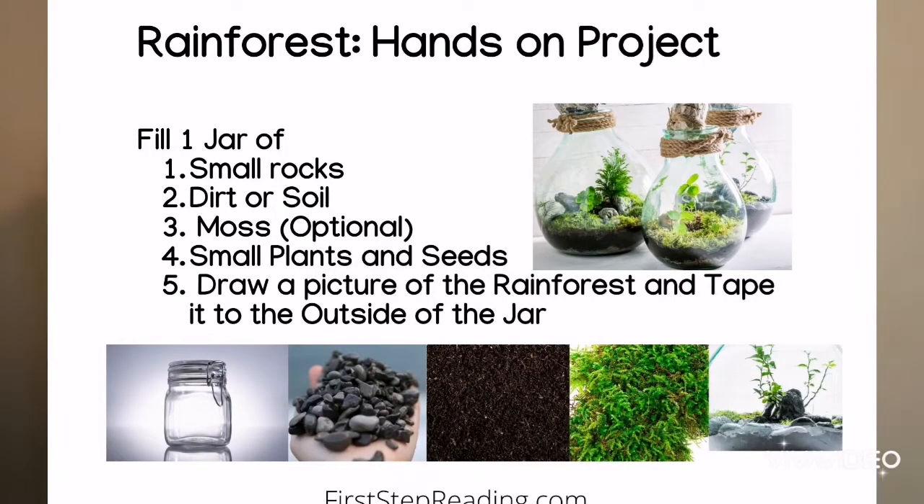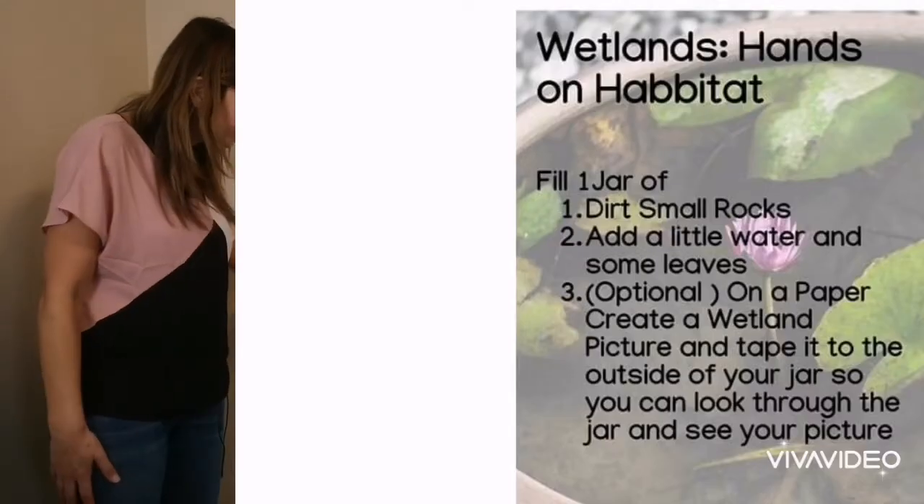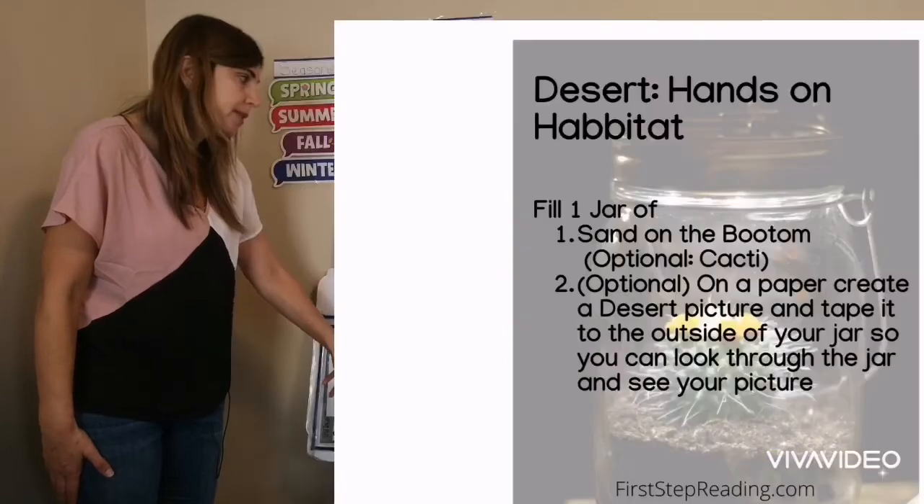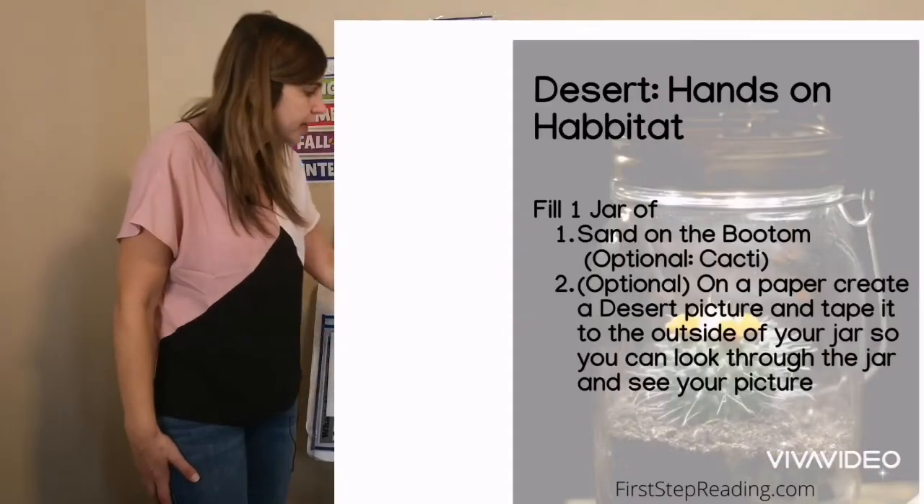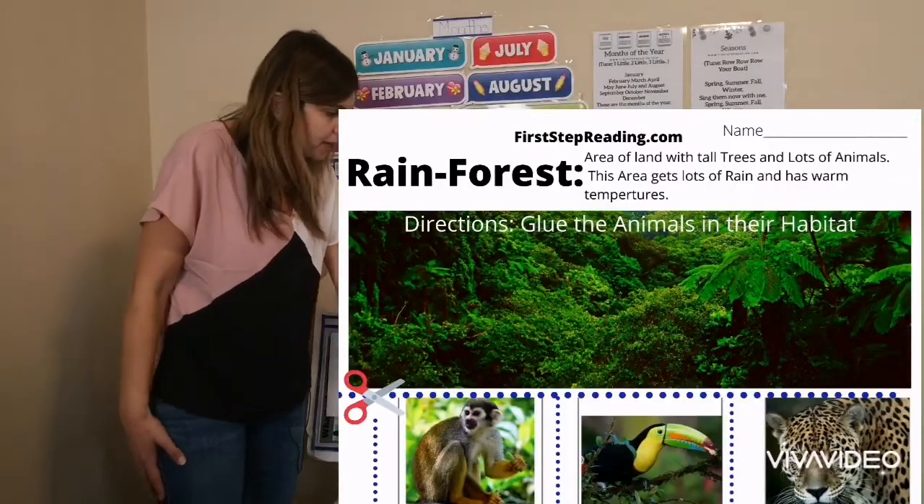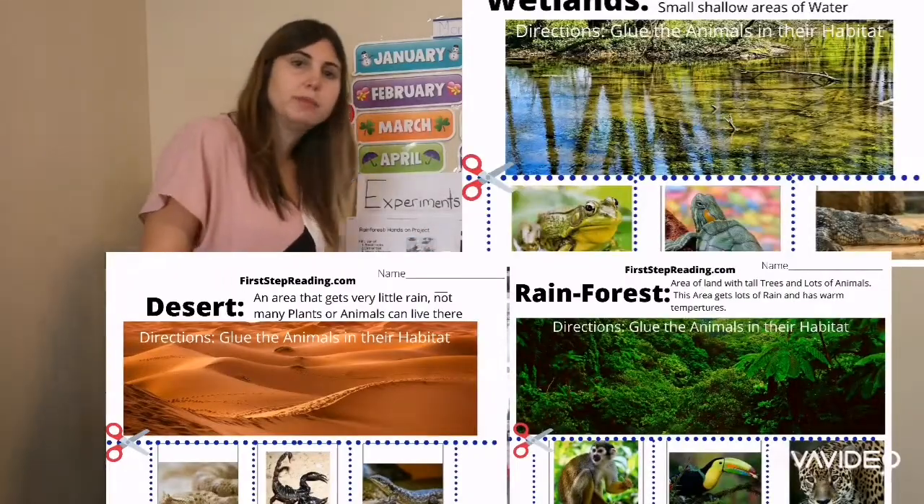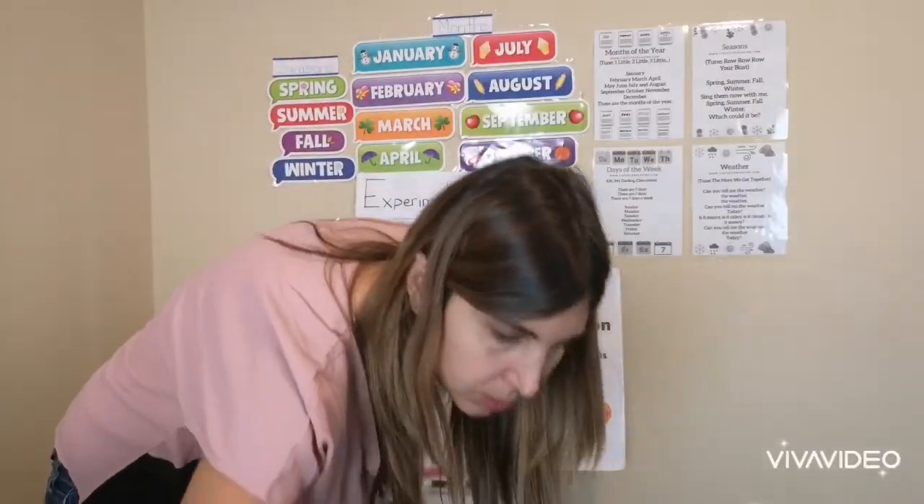So the hands-on activities we have is make your own habitat. You can make your own rainforest habitat, wetland habitat and desert habitat. We also have cut and paste the animals in each habitat and place them in their habitat. So I'm going to show you the make your own.